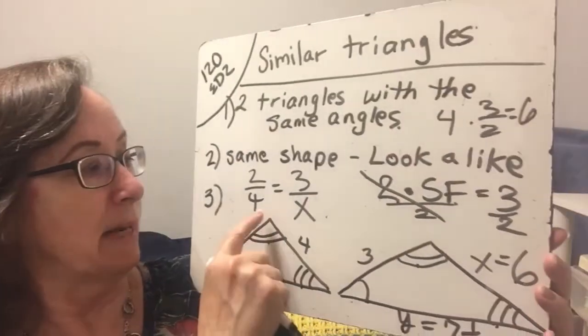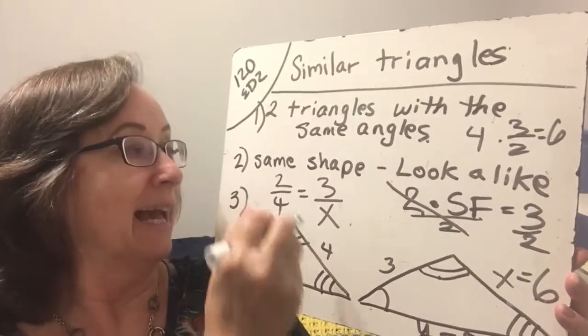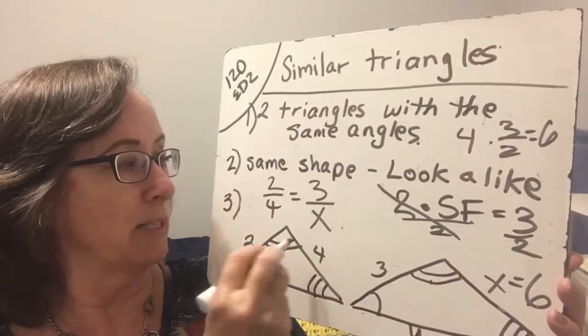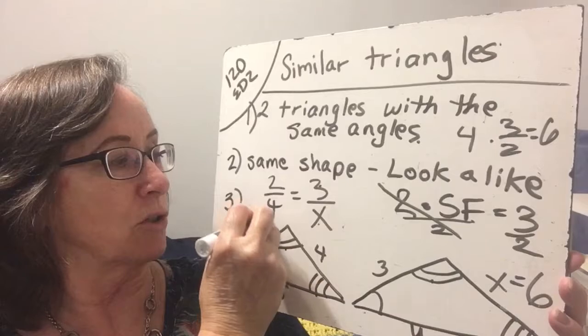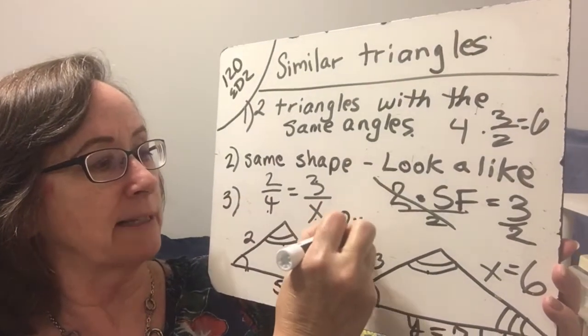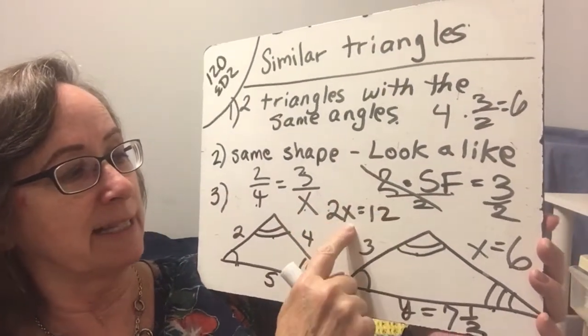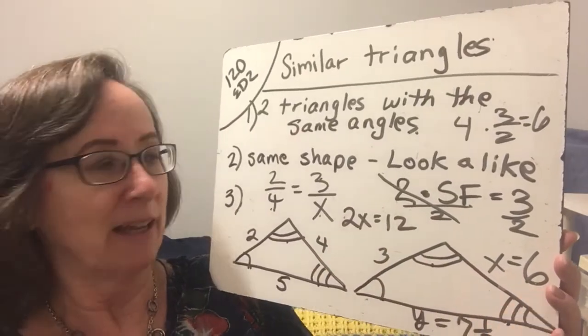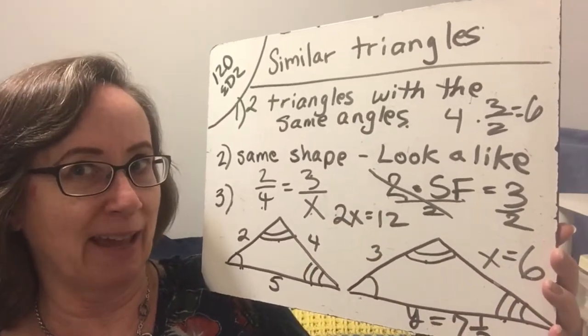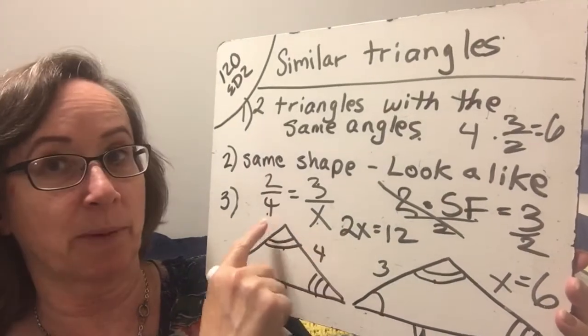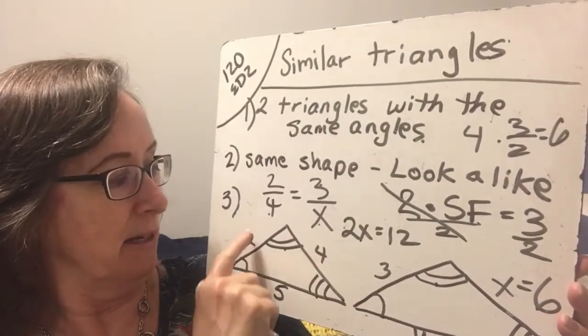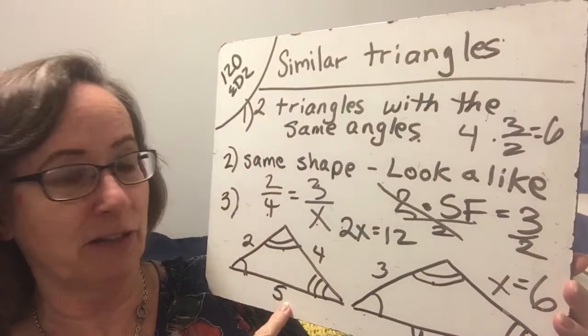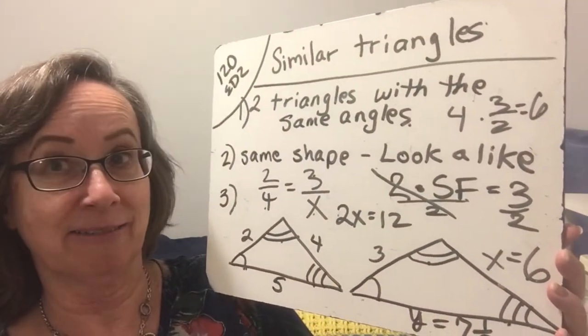So remember, anytime I have a fraction equal to a fraction, I can cross multiply. So I get 2x equals 12. And if 2x equals 12, then dividing by 2, x is equal to 6. So that's just another way that you can find them. You can set up a proportion: 2 is to 5 as 3 is to 7.5.